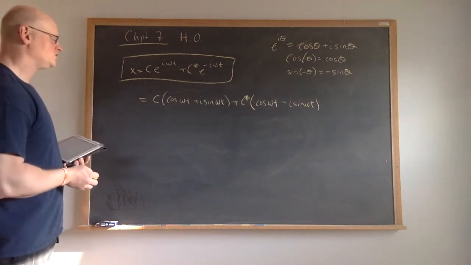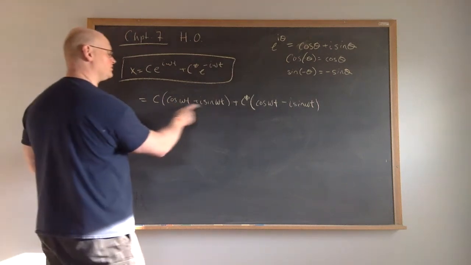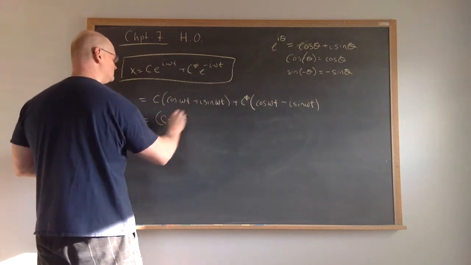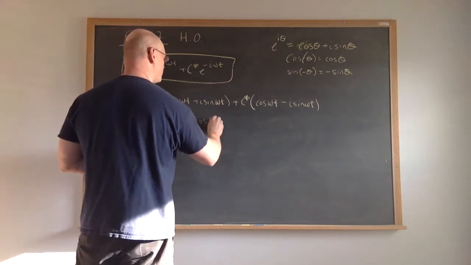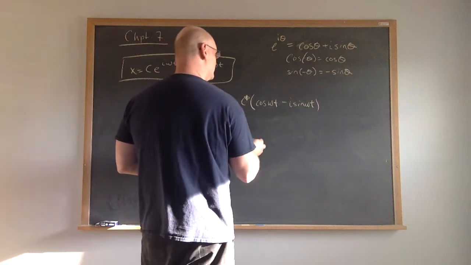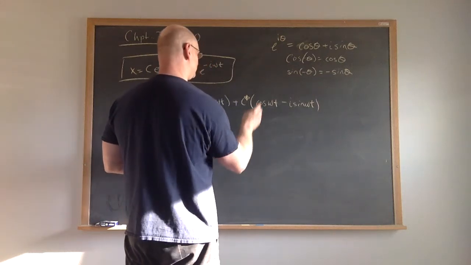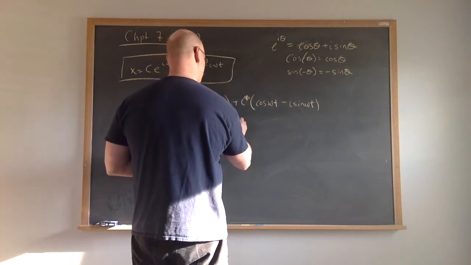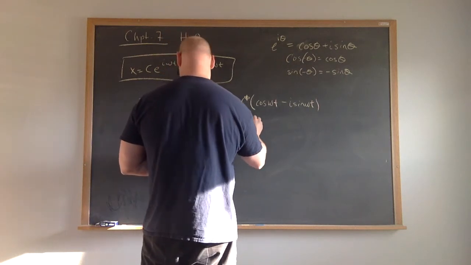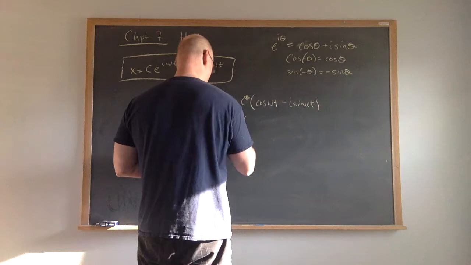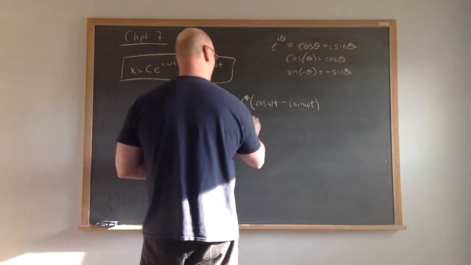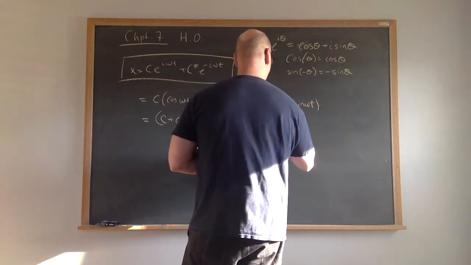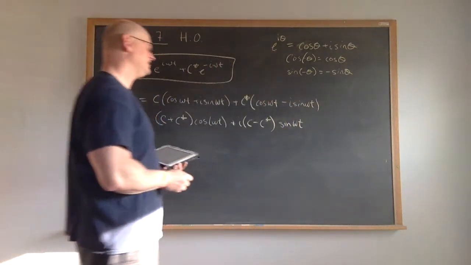So from here, all I want to do is put like terms together. So put the two cosine terms together. This is going to be c plus c star times cosine of omega t. And then here, I want to put the i in, so let's rewrite this as minus i times, plus i. So there we go: c minus c star times sine of omega t.